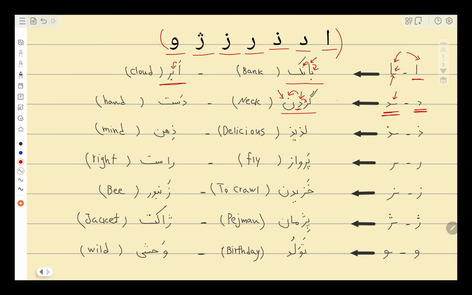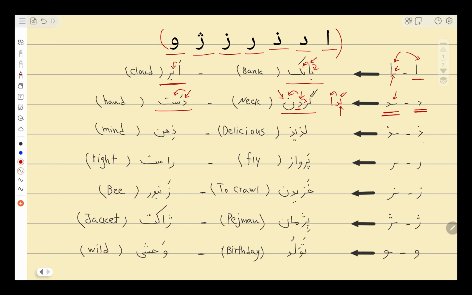Let's say we have, for example, the word Geda, which is the word for beggar. So here we can see that we have the letter Ge on its right side, and Dal is connected to it easily, but not to the letter Aleph on its left side. Here we have the word Dast, which means hand, and the letter D is the beginning of the word, and as you can see, it is not connected to the letter Se or Sin on its left side.